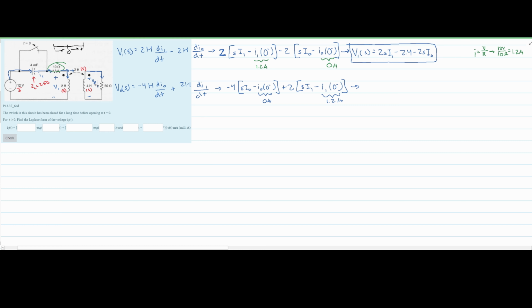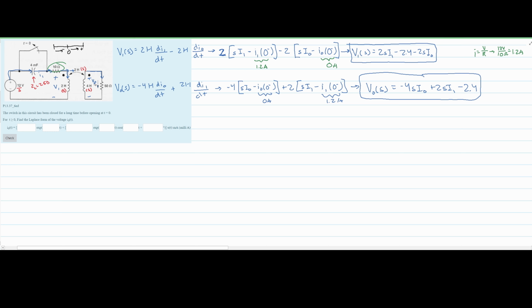So when we rewrite this, we're going to get that our V naught of S is equal to, inside of here, a negative 4 S I naught, and then we have a 0, and then we have plus 2 S I1 plus 2.4. And actually this should be a minus because I didn't see that minus there, but we'll have a minus 2.4. And so checking all that, this is going to be our V naught of S.